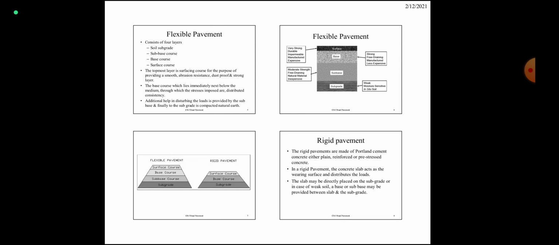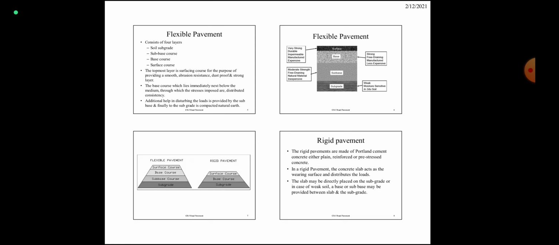Flexible pavement consists of four layers: soil subgrade, subbase course, base course, and surface course. The topmost layer is the surfacing course, for the purpose of providing a smooth, abrasion resistant, dust proof, and strong layer.